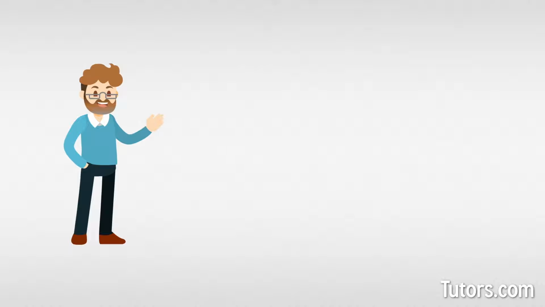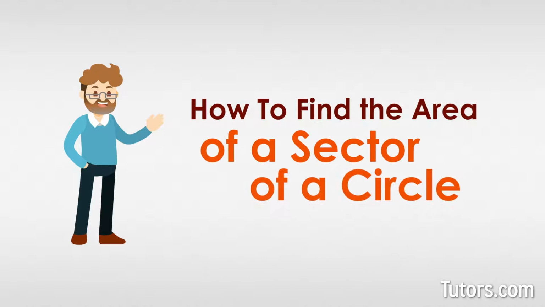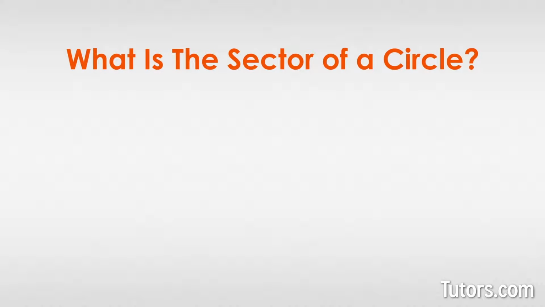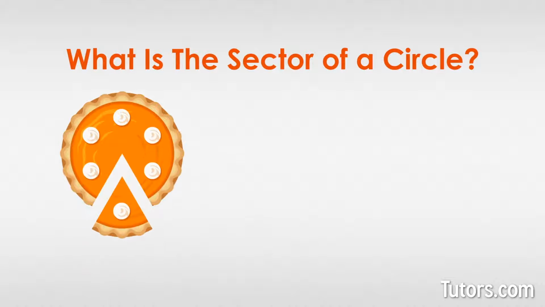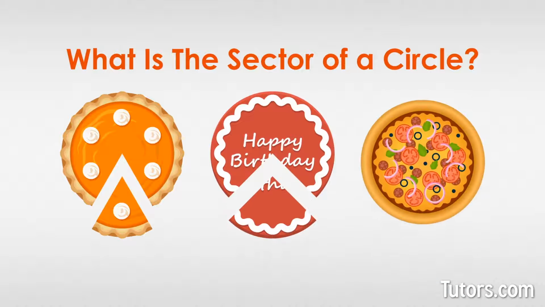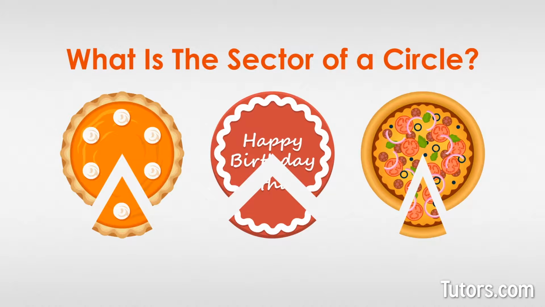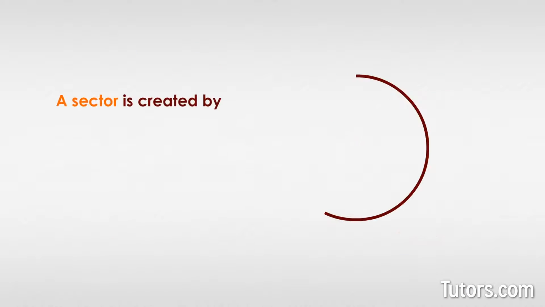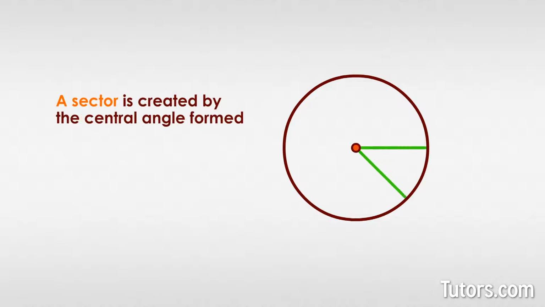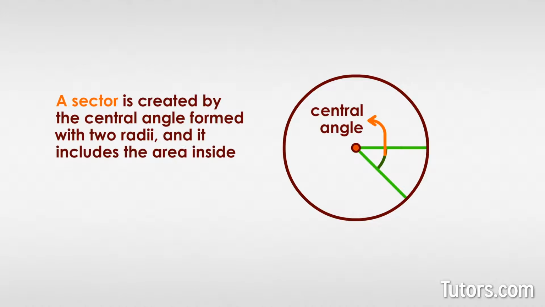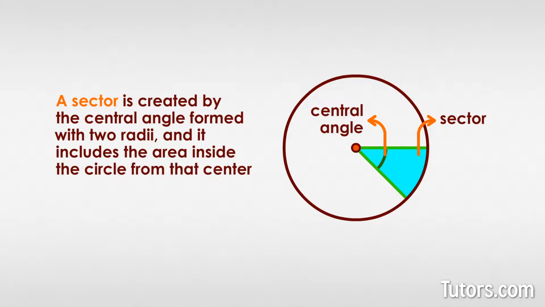In today's lesson, we will learn how to find the area of a sector of a circle. What is the sector of a circle? Anytime we cut a slice out of a pumpkin pie, a round birthday cake, or a circular pizza, we are removing a sector. A sector is created by the central angle formed with two radii, and it includes the area inside the circle from that center point to the circle itself.